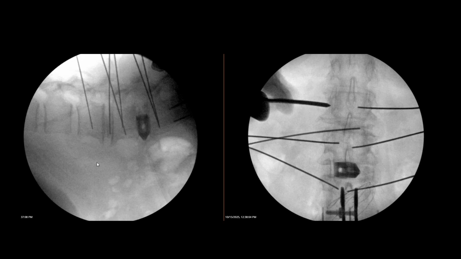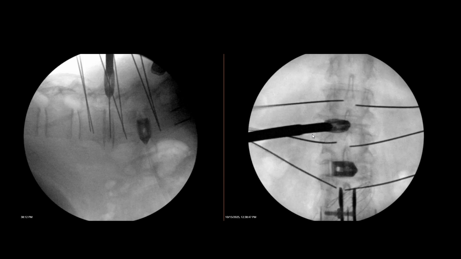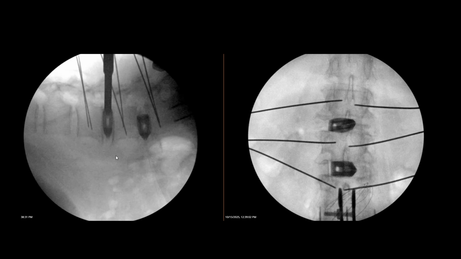Then, literally, we put more K-wires in. So our K-wires are all in. Our second cage is as well in. Again, if you remember, this is the efficiency of transcambin OLLIF. The surgery was started at 12:24. So about 12:39, what means about 15 minutes later, all our K-wires and all our cages are in place for these two levels.